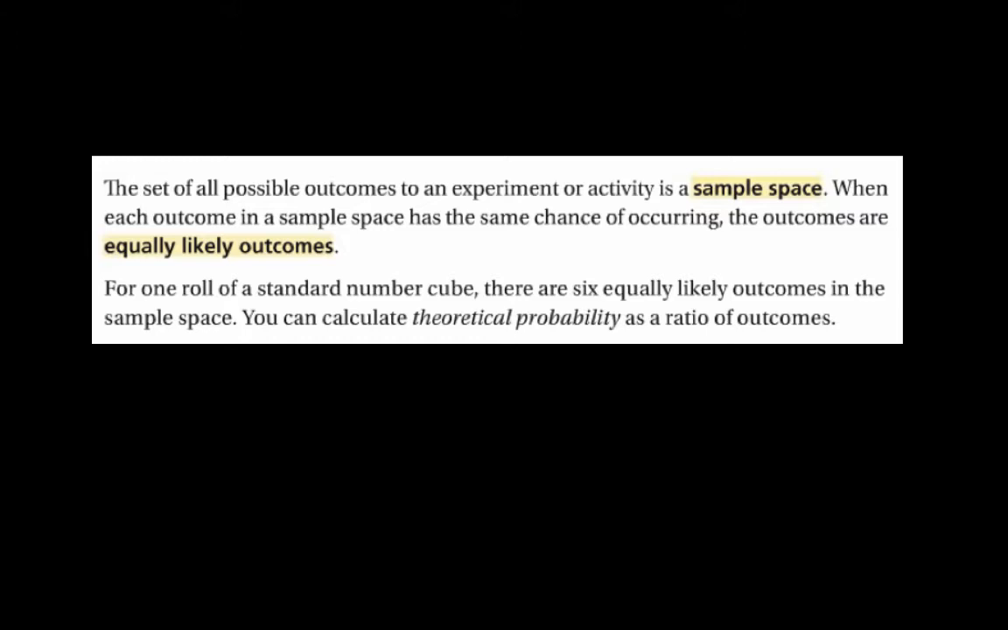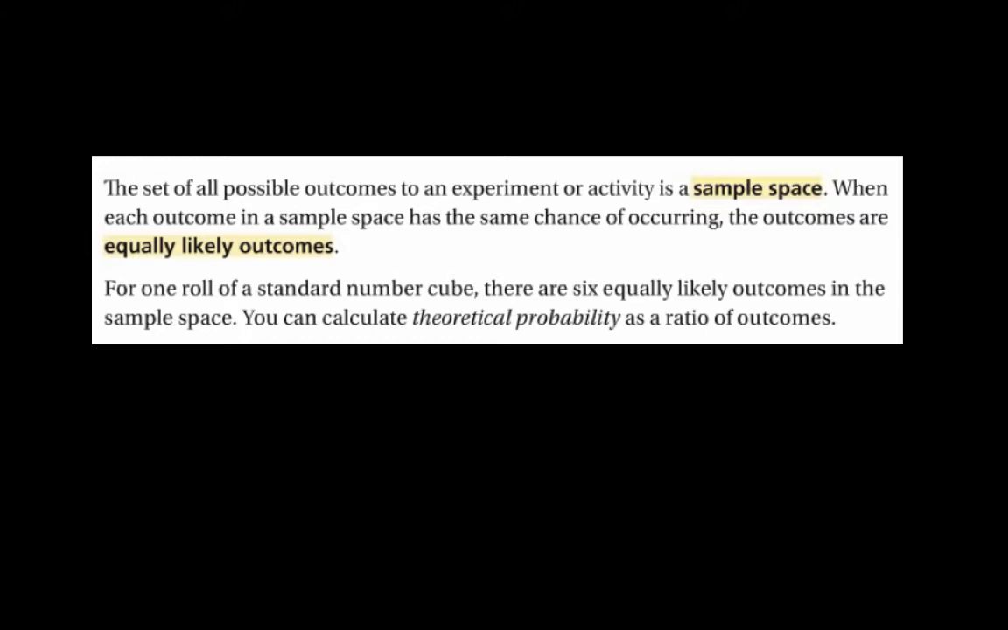When each outcome in a sample space has the same chance of occurring, the outcomes are what we call equally likely outcomes, and most of the theoretical probability that we'll do, we'll look at equally likely outcomes. Like I said, there's your example for a standard number cube. We call it a standard number cube or a die.